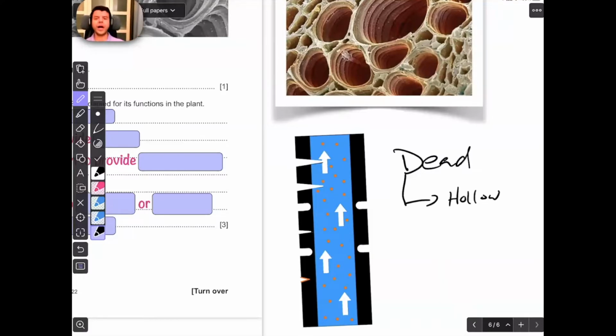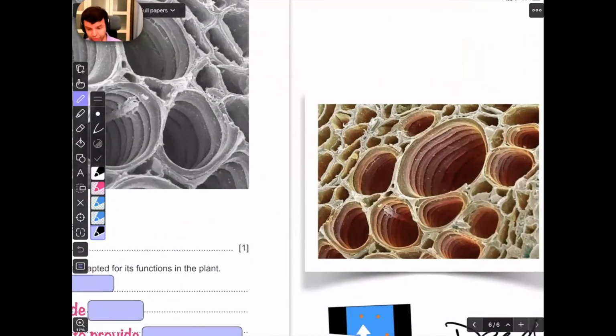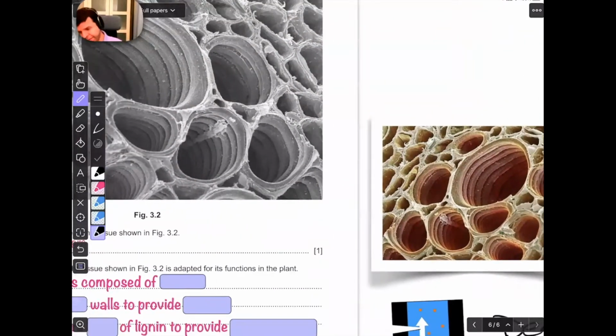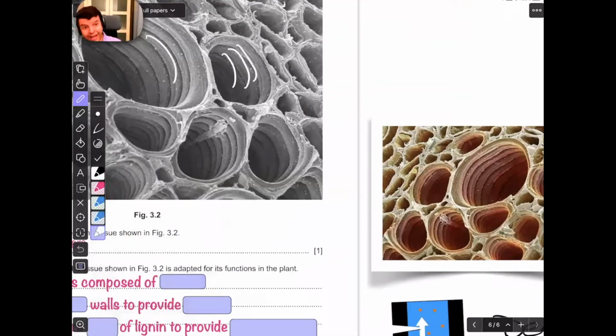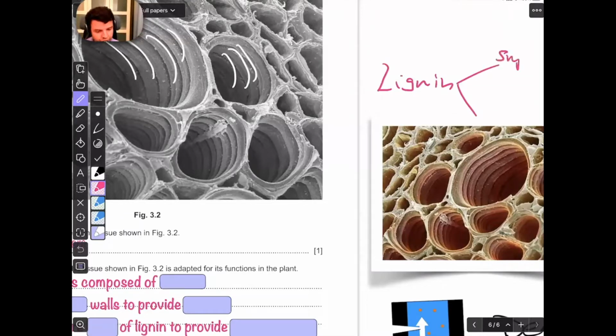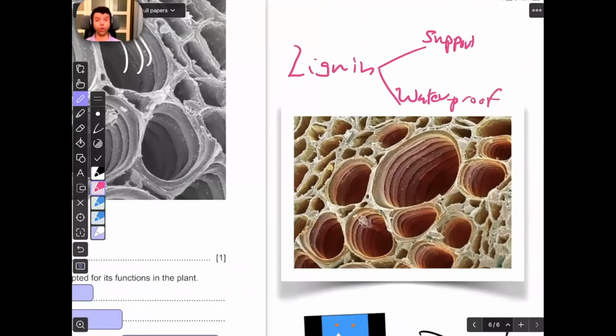Where else? It has these, do you see those rings? They were shown here in the exam paper. Why are these rings so important? Those rings are known as the rings of lignin. So those are made up of lignin. And lignin is such an important thing because lignin gives me two things. It gives the xylem support, and it also gives waterproofing. So it makes the walls of xylem waterproof.